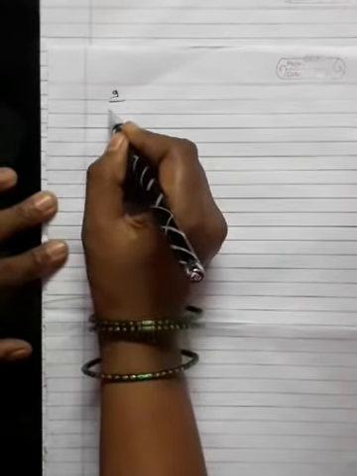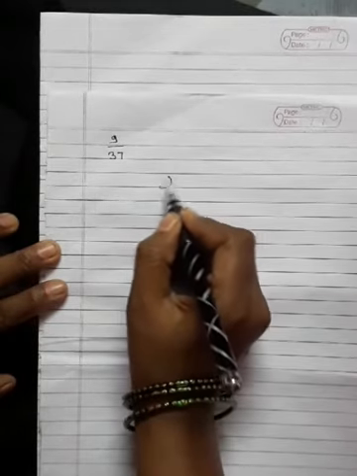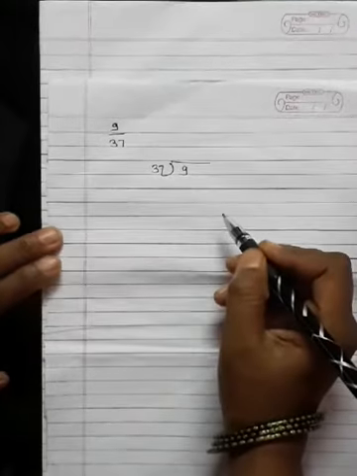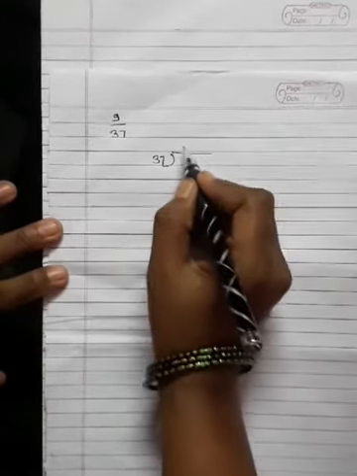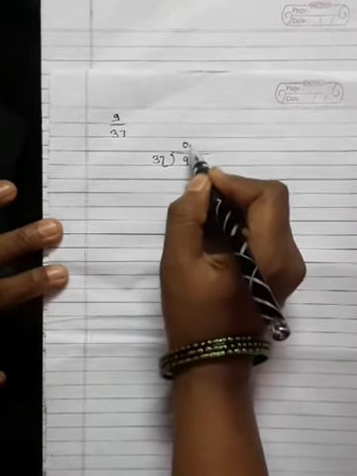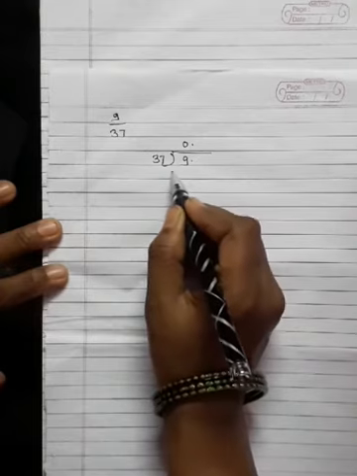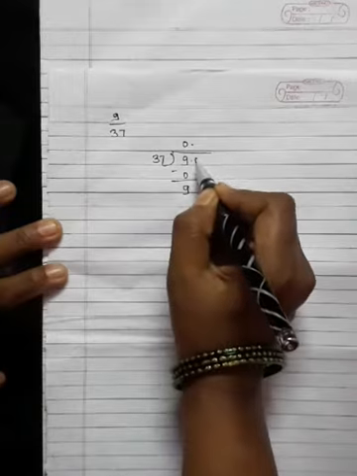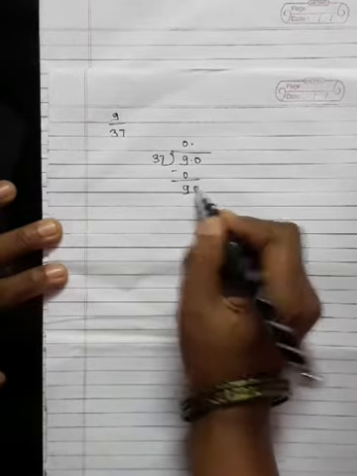Then the next example is 9 upon 37. Here again simple division: 9 divided by 37. 9 is not divided by 37, therefore write in the quotient 0. Then write here a point. Here write also a point. Then 37, therefore write here 0. Then 9 as it is. Then we take 0. Here write also 0.